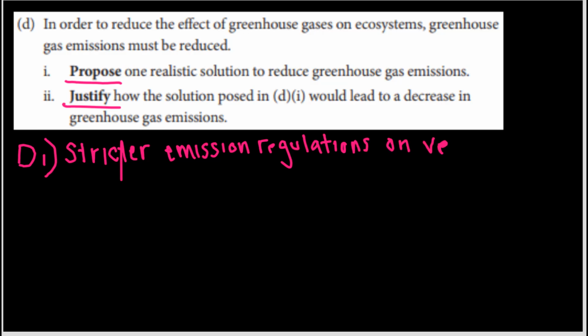Like I said, you can pick whatever you want, but one thing I would recommend is to read both parts, because you don't want to pick a solution and then not have a really good way to describe how that's going to lead to a decrease in greenhouse gases. So I read both parts and I was like, ooh, I know a really easy way to justify stricter greenhouse gas regulations, so I'm going to use that one.